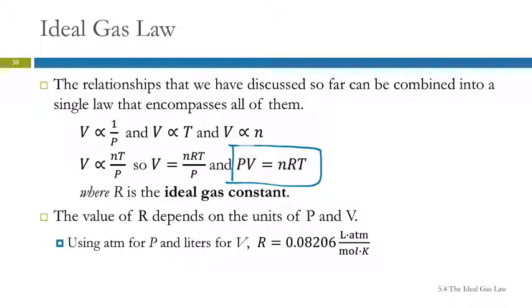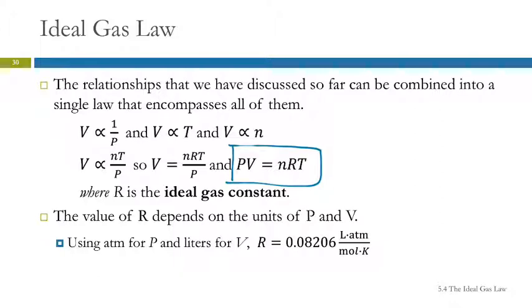If you tried to pronounce that, how would you pronounce it? PIVNERT, right? R is the ideal gas constant. A constant is constant. It doesn't change, right? But the value of it will depend on what units you use for the pressure and the volume. The temperature is always in Kelvin. The amount of gas is always in moles. But the pressure and the volume can be measured in different units.